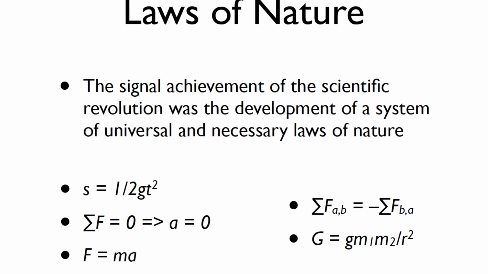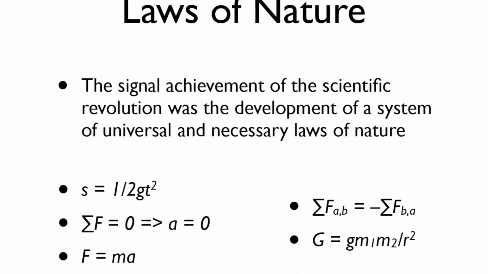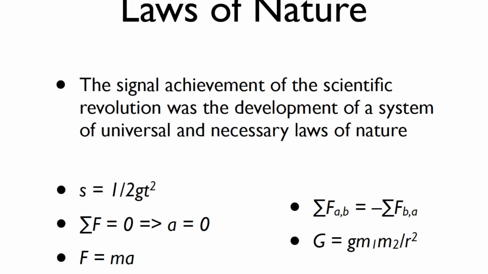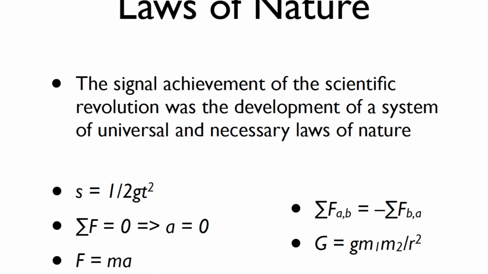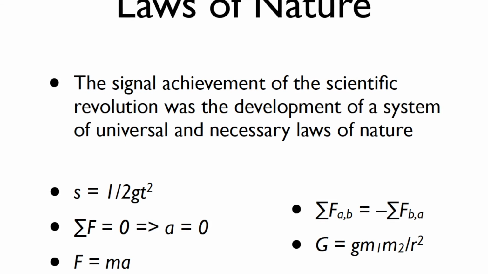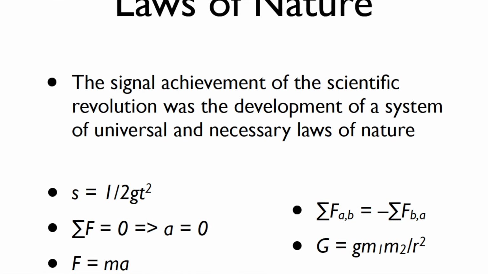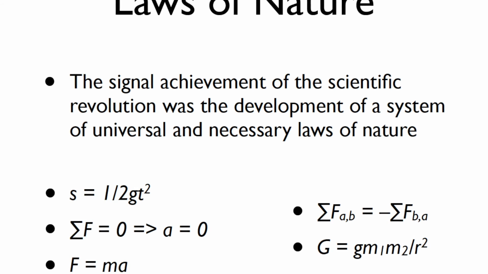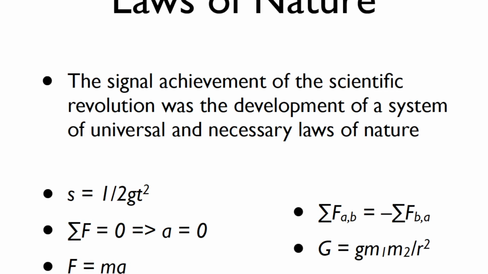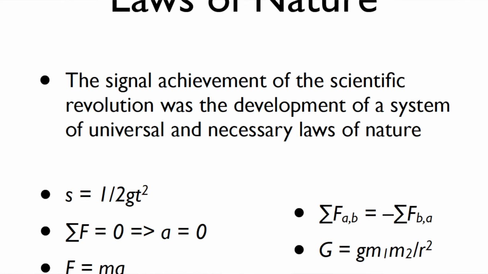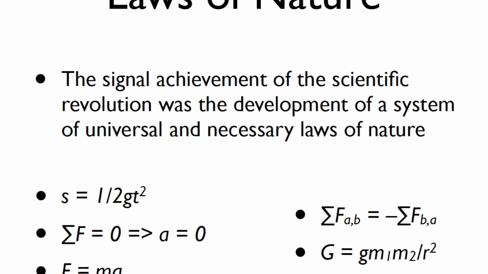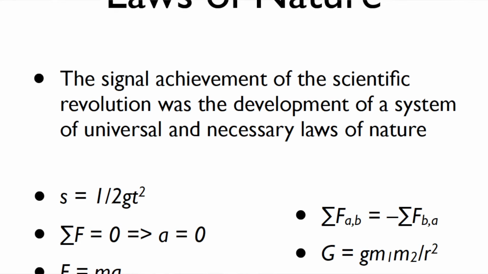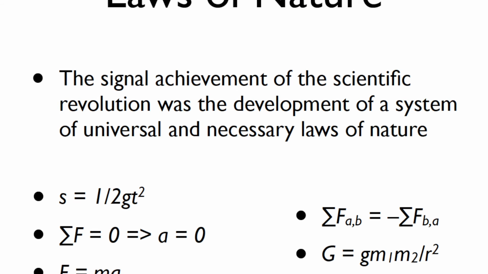The distance something falls is 1/2 the gravitational constant times the time squared, Galileo's law. Or the sum of the forces on an object is 0, only if the acceleration of the object is 0. In other words, Newton's first law of motion, an object at rest tends to stay at rest, an object in motion tends to stay in motion. Force is mass times acceleration, another of Newton's laws. The sum of the forces from A to B is just the inverse of the sum of the forces from B to A. And then the law of gravitation. The gravitational force between two objects is the gravitational constant times the product of their masses divided by the distance between them squared.